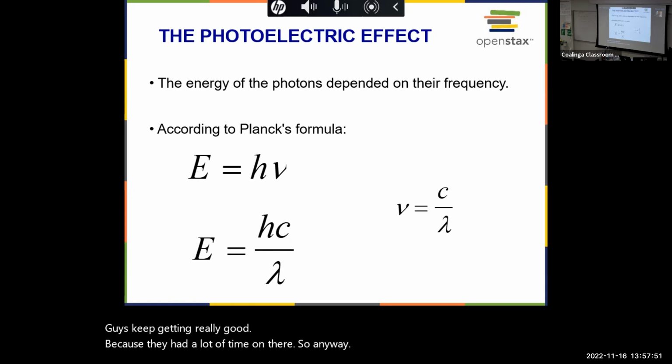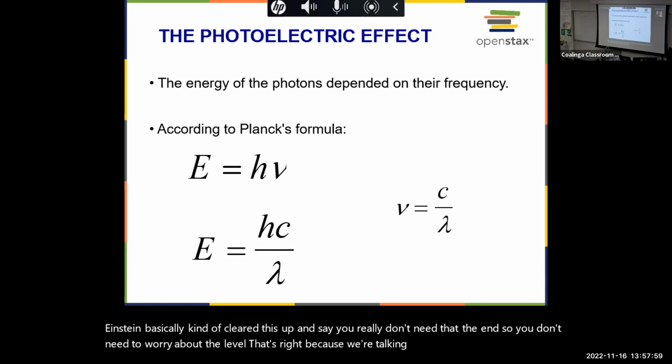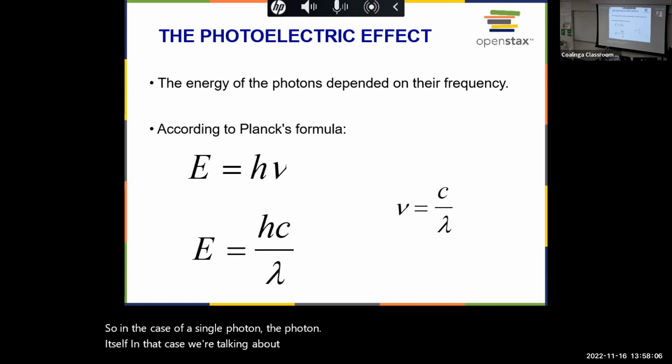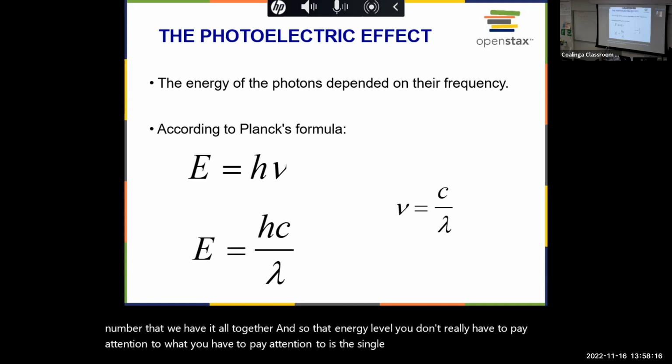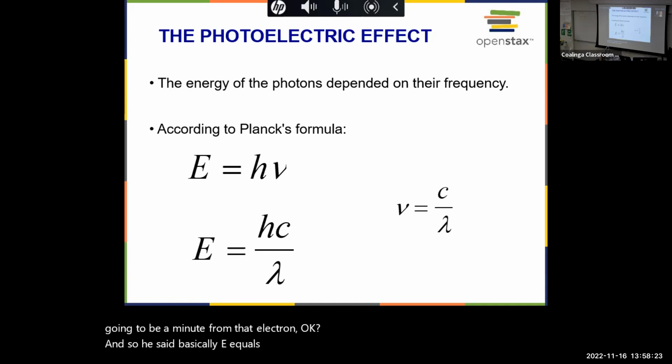Einstein basically kind of put it back. He said, well, we don't need to worry about the level. We're just talking about a single photon. If we're talking about multiple photons, then we need to start thinking about the number that we have. So that energy level, you don't really have to pay attention to, but you have to pay attention to a single photon, because that's what's going to be emitted from that electron. Okay? And so he said basically E equals hν. And so he basically kind of swooped in and took the guy's credit.